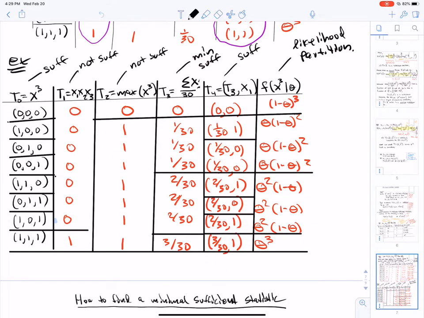In the bottom example here, you can see an example of a minimal sufficient statistic. T3 is minimal sufficient. T4 is sufficient because it is a finer partition than the likelihood partition.